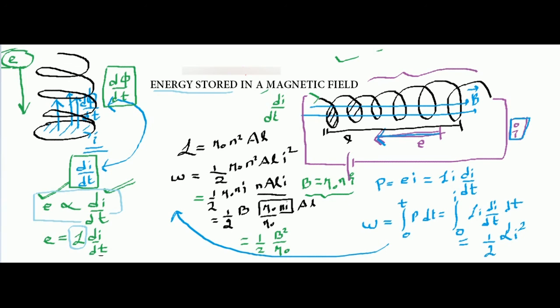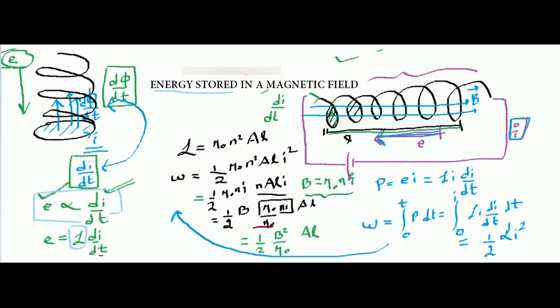Now can you tell me what A l is? A l is the total volume of the inductor coil, because A is this area and l is the length. When you multiply area into length, you get the total volume. Then what is the energy stored? The work done is stored as energy.